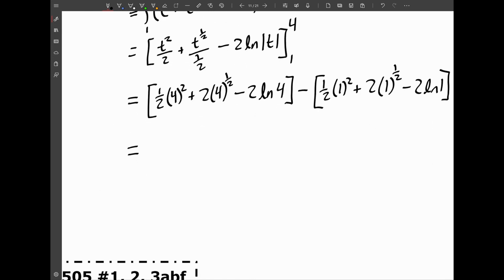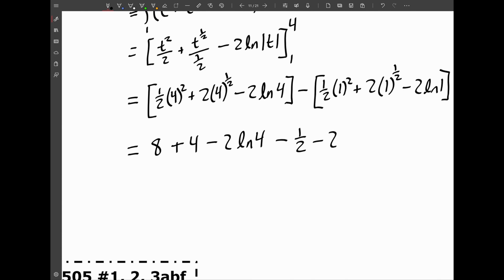All right, so I finished this off. We have 4 squared is 16, 1/2 of that is 8. 4 to the power of 1/2 is 2, times 2 is 4. Then 2 natural log of 4, I don't know what that is, minus 1/2 times 1 squared is just 1/2. 2 times 1 to the 1/2 is just 2, so minus 2.